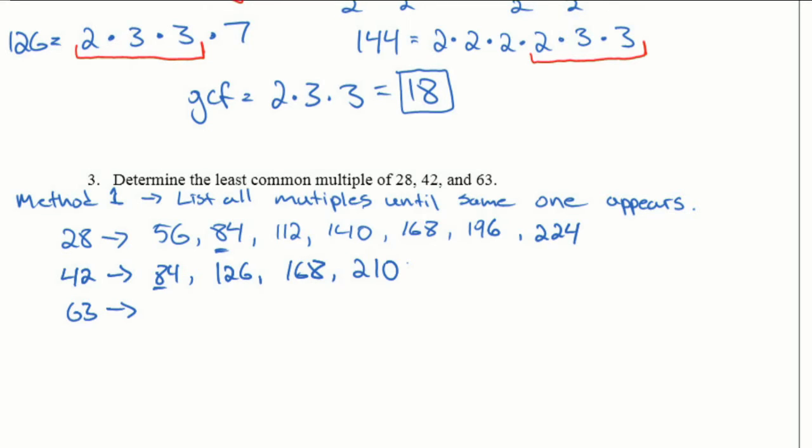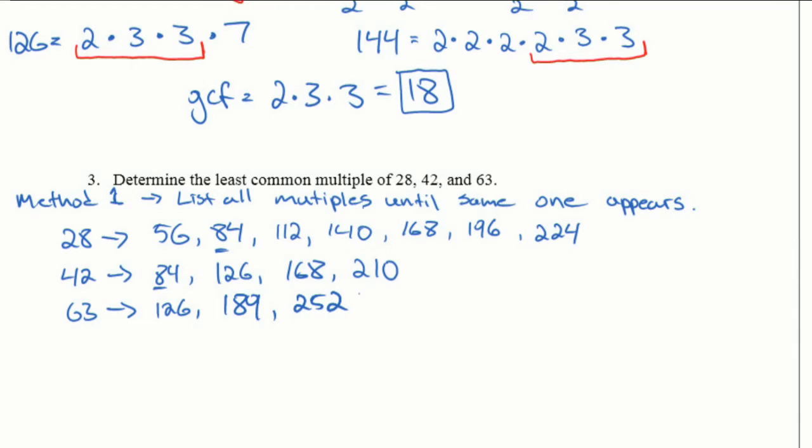63 times 2 is going to be 126. So that 84 doesn't work. These both share 126, but the 28 up here doesn't have a 126 in it, so that's not going to be it. All right, I got to keep going. 63 times 3 is 189. Do they have 189? Nope, none of the others do. 252. I'm up to past the other ones already, and I still haven't found a common multiple of them.